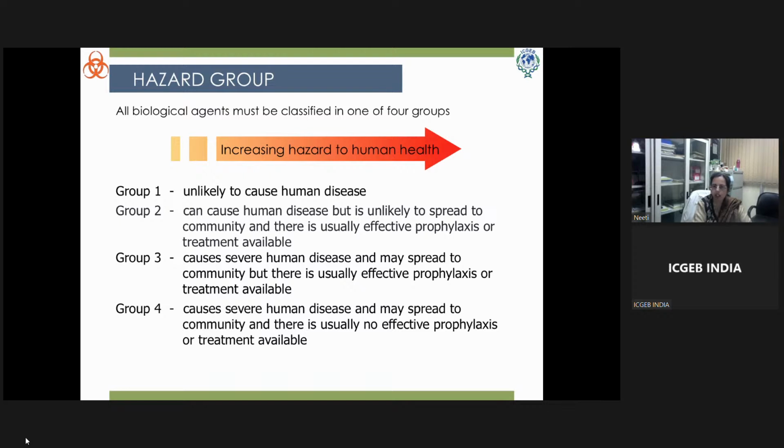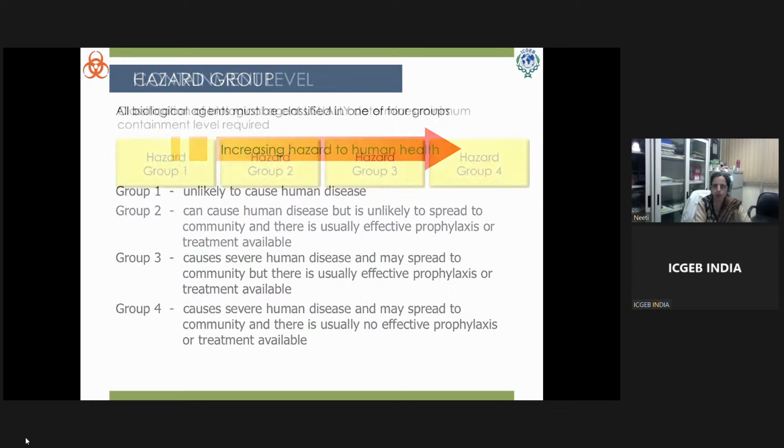They have a higher chance of spread within the community, and possibly an effective prophylaxis or treatment is not available to totally cure the disease. So based on these parameters, the biological agents have been classified as group 1, group 2, 3 and 4.